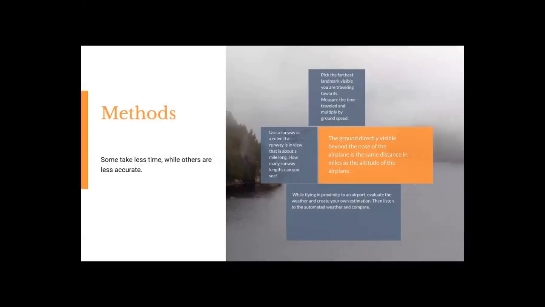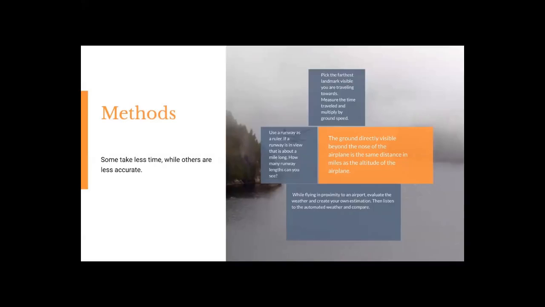Another method, on the left-hand side there, you use a runway as a ruler. If you're flying past a runway, pull it up on ForeFlight. How long is that runway? And then, in conjunction, if you need to, visualize the length of that runway out in front of you or even to the side to see how many miles of visibility you can estimate. That's another way to give you a numerical estimate.